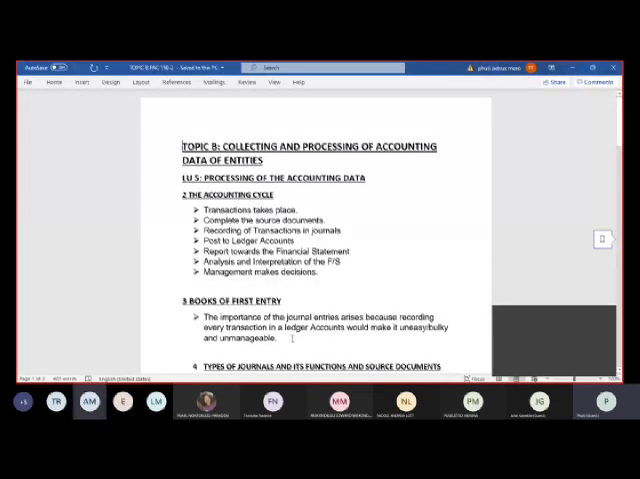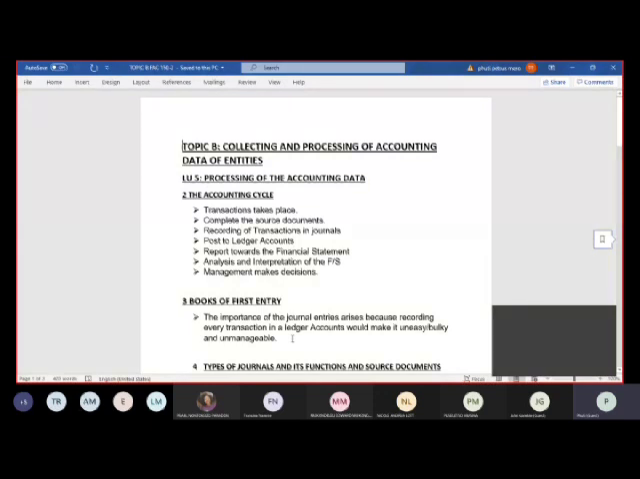All right. Starting off with topic B here, we say the collecting and processing of the accounting data of an entity. So that's your learning unit 5, starting with the processing of the accounting data. Number 2, we've got the accounting cycle. It's not only crucial for your exam, it's crucial for your knowledge to understand the process of how transactions start and how they are finalized.